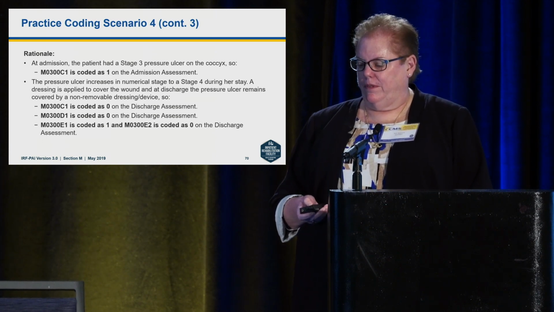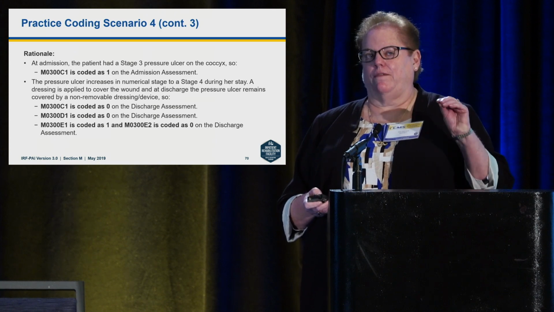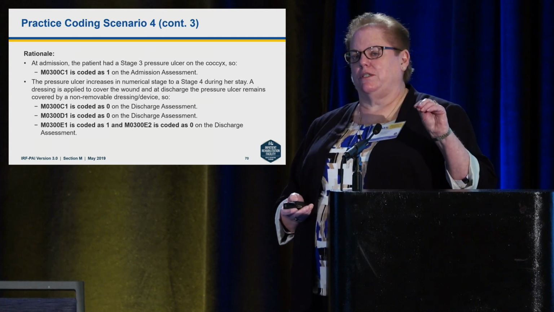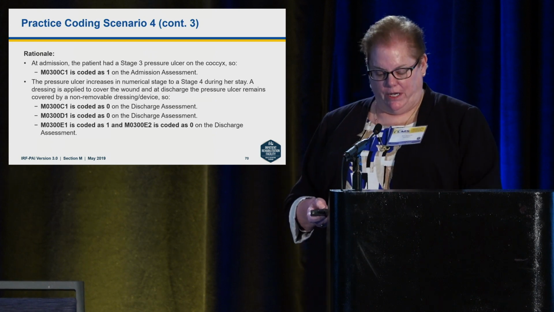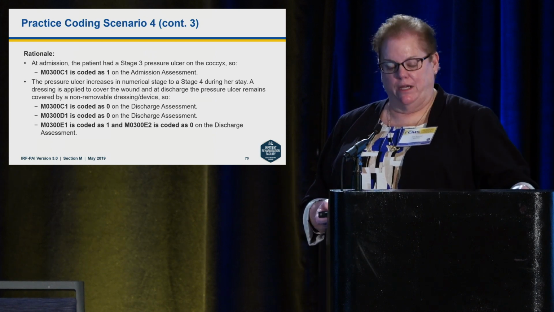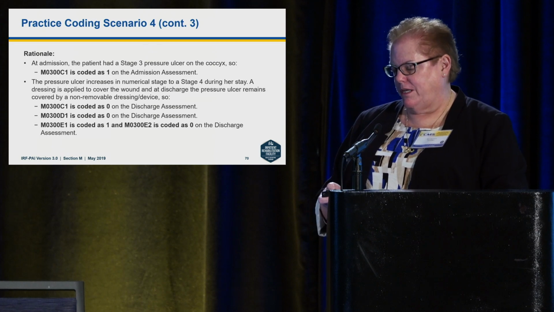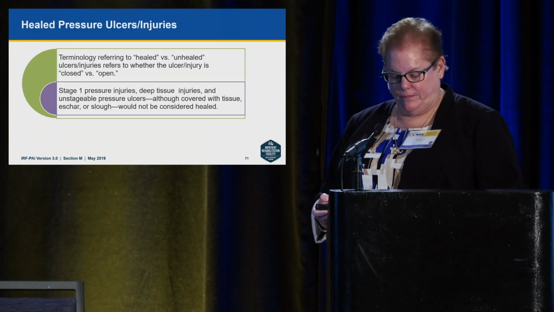So the difference is an evolution of a wound. It came in as a stage 3, it went to a stage 4, and then they go to the clinic and now they have that non-removable dressing. We have to code it as having that non-removable dressing.